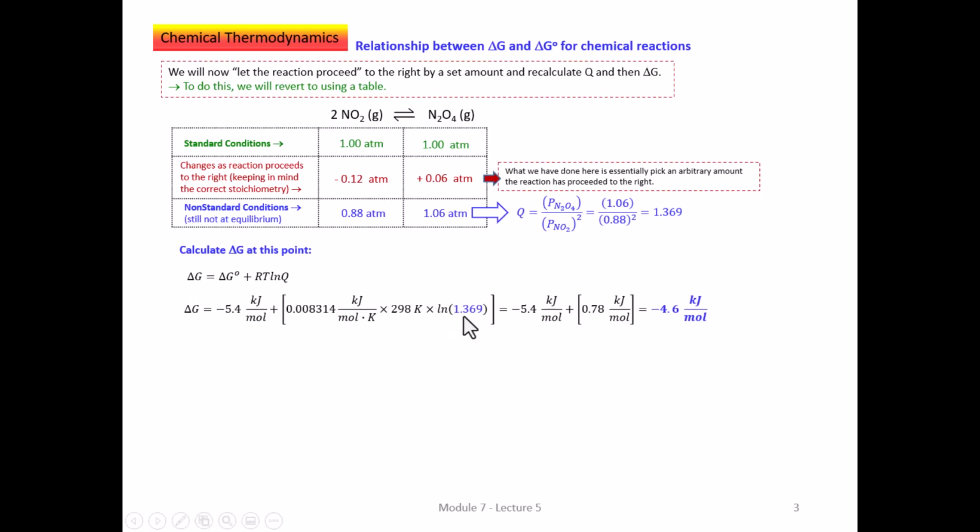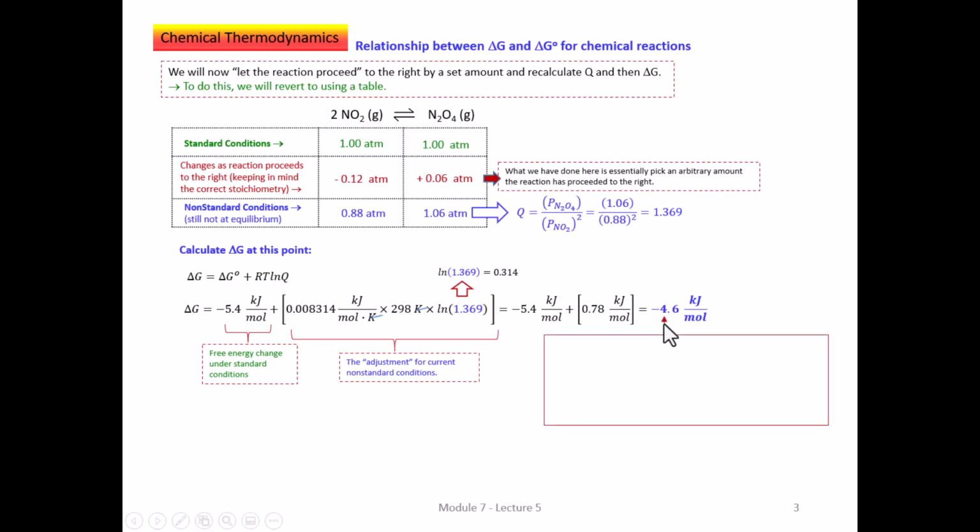Now this adjustment this time is not going to be 0 because ln of 1.369 is not 0. As a matter of fact, it's 0.314. So what we have here is the standard delta G plus an adjustment of 0.78 kilojoules per mole. So we have an actual delta G at this point of minus 4.6. So the real delta G at this point is less than the standard delta G. I should say it's less negative.